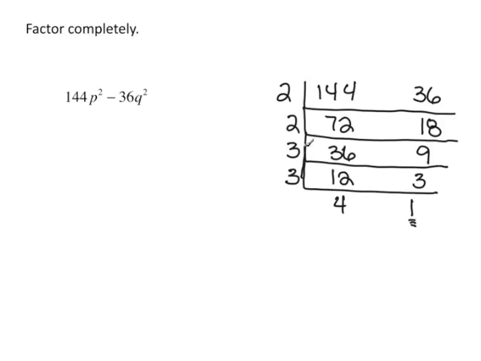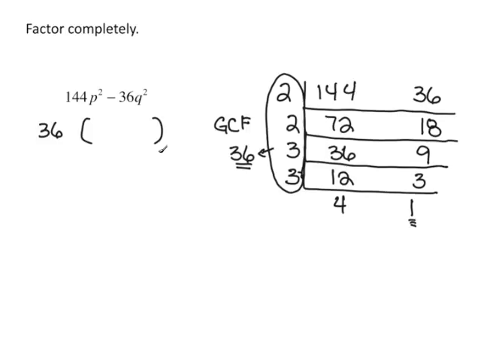So the greatest common factor would be these multiplied together. So 2 times 2 is 4, times 3 is 12, times 3 is 36. So 36 is the greatest common factor. The first step is I'm going to factor out this 36. Okay, so if I factor out this 36, I'm going to put my parentheses.